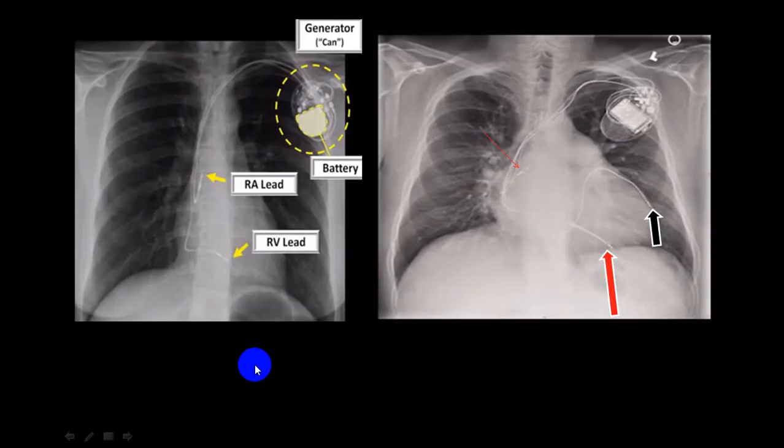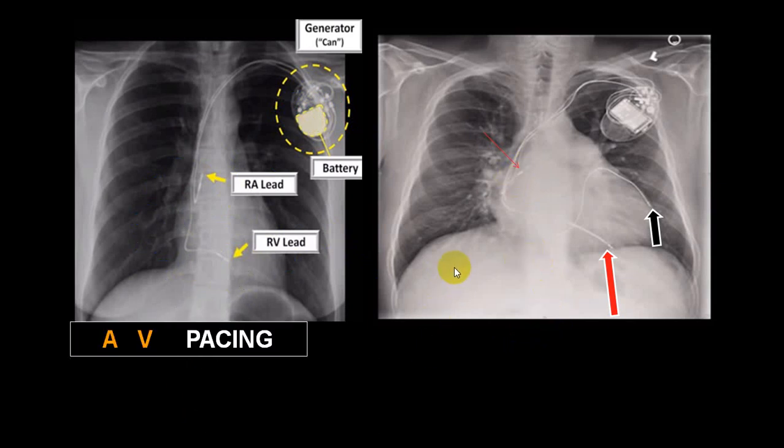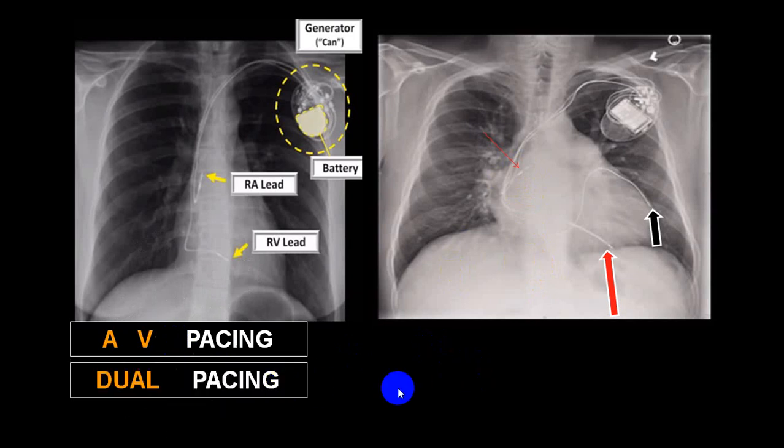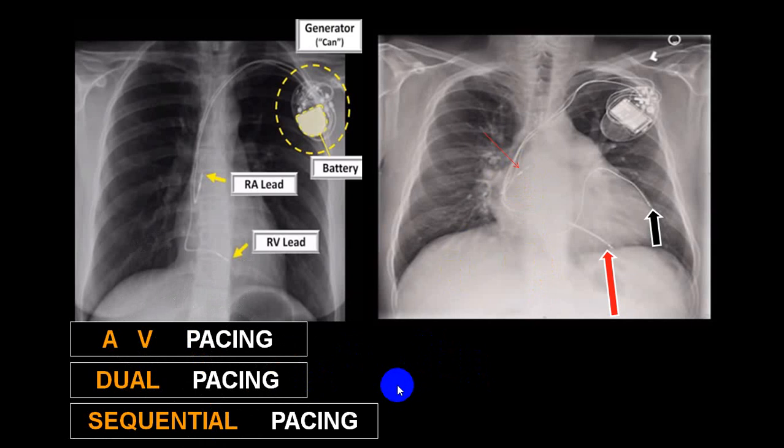Single chamber pacing. Now you can see here, this is the right atrial lead, this is the RV lead. So this is a dual chamber pacing, or we call it AV pacing, or we also use the word sequential pacing. This is a pacemaker, this is a battery, these are the components of the pacemaker, etc. Now if you see here, this is atrial pacing. This is AV pacing, or we call it dual chamber pacing or sequential pacing.